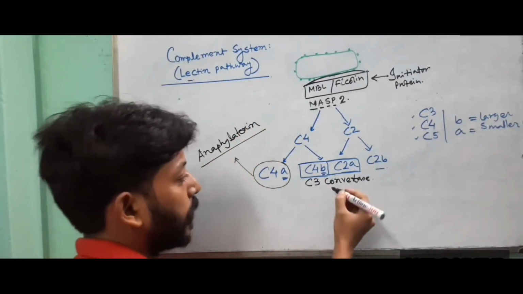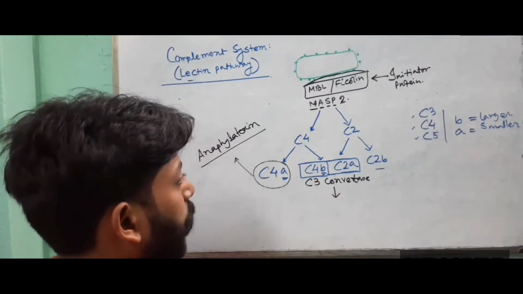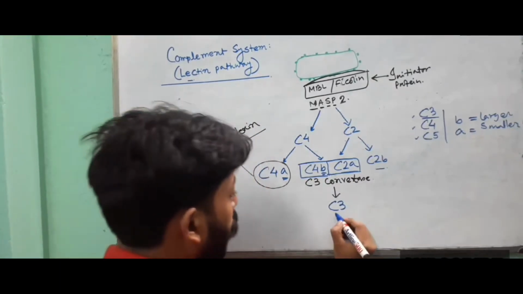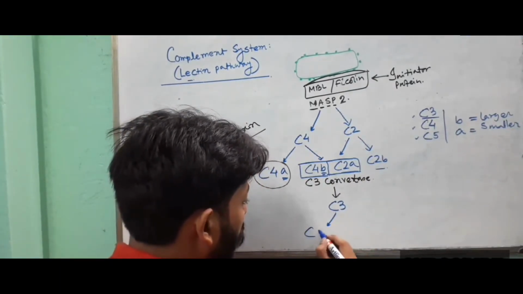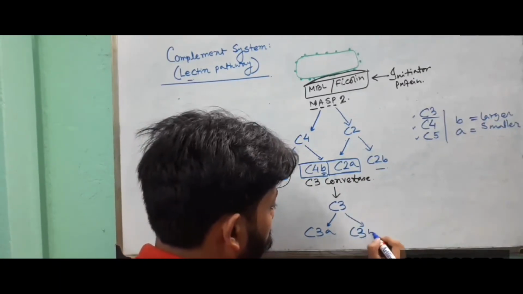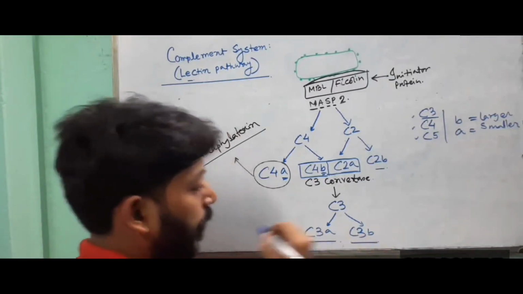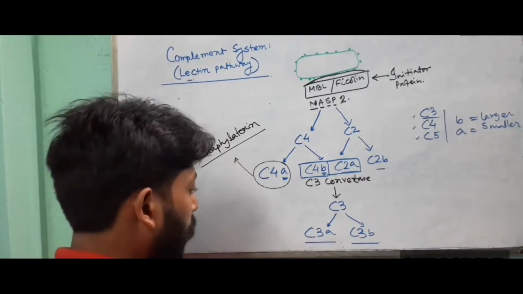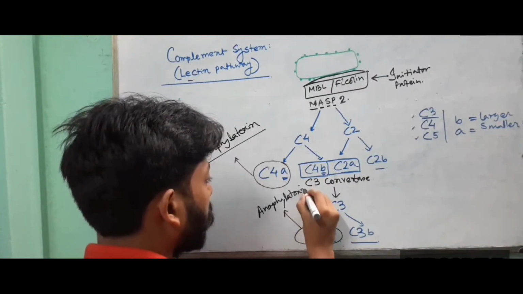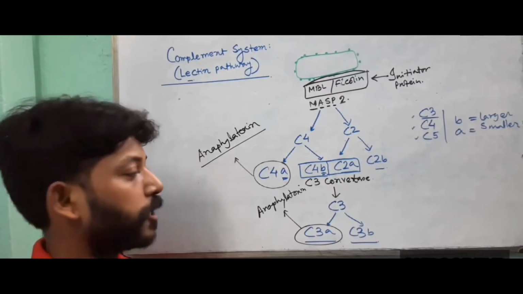As the name implies, the C3 convertase can cleave the C3 complement protein. It cleaves the C3 protein into two fragments and produces C3a and C3b. Now C3a is the smaller fragment and C3b is the larger fragment. Also, C3a functions as an anaphylatoxin. So you can see both the smaller and the larger fragments have their own function.